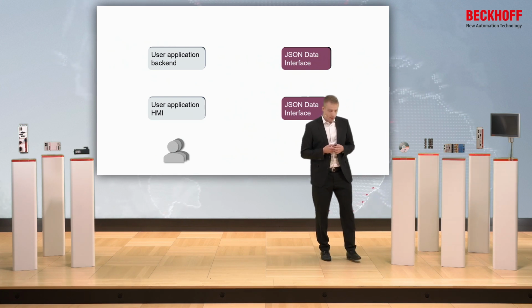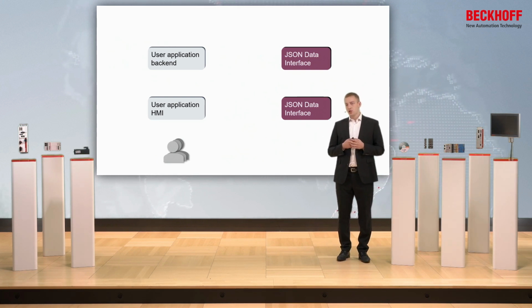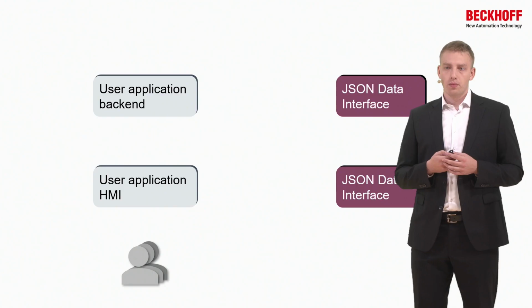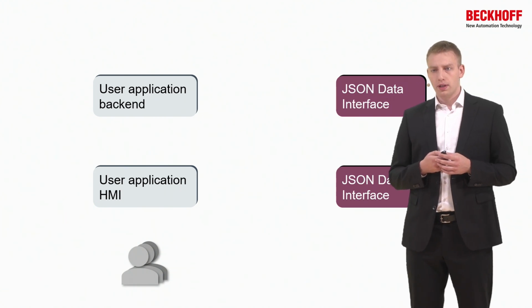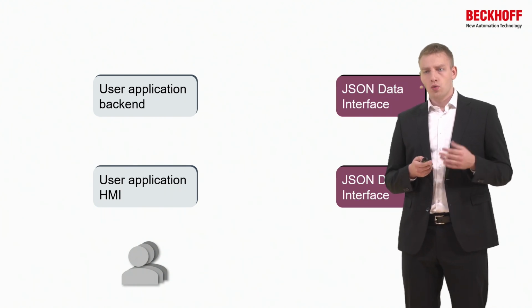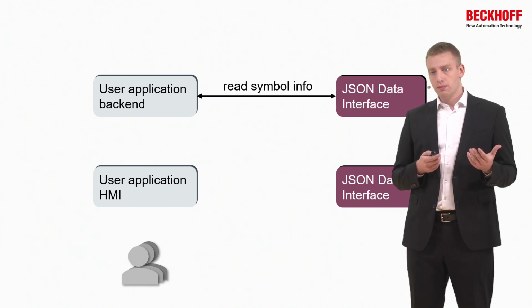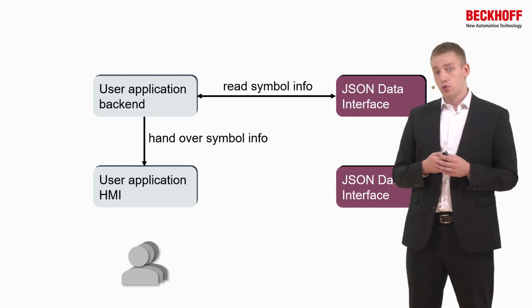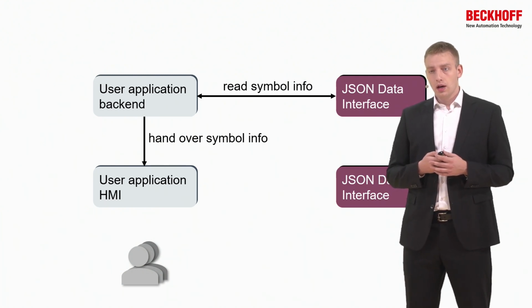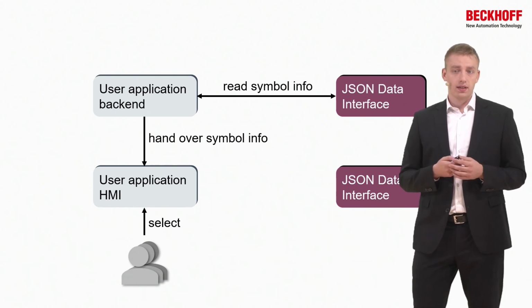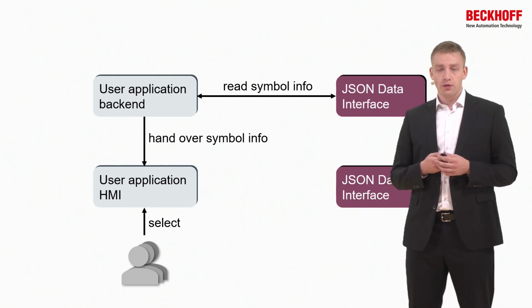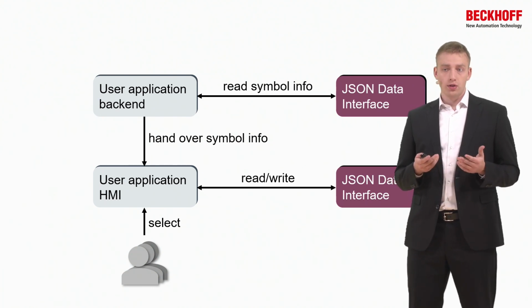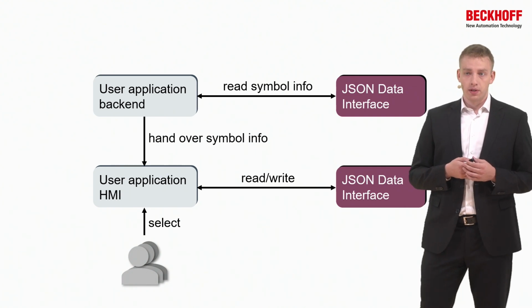So before we start with a little live demonstration, we want to give you some application thoughts. First of all, an application could read out the complete TwinCAT symbol info from the JSON data interface, send this symbol info to an HMI. Then we have some users that can select different variables from this symbol info and then read or write these variables in the PLC.